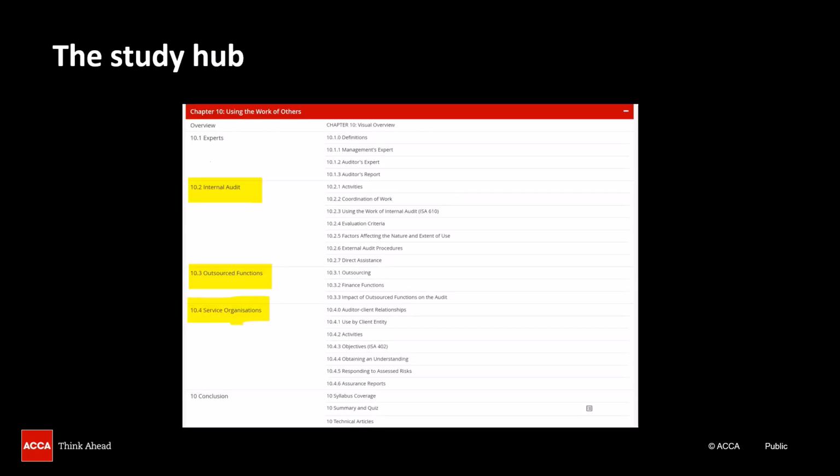Now, using the work of others is covered in chapter 10 of the study hub. Experts have been covered in a separate video. We'll be focusing on the work of internal auditors and service organizations in this one. It is very important that you read through and understand the technical knowledge which is covered in chapter 10. Please do use the flashcards because they'll help you revise your key concepts and attempt the quizzes and the revision questions so that you can identify any knowledge gaps and keep track of your progress over time as well.